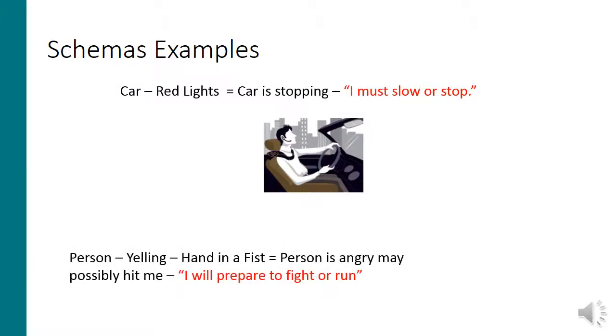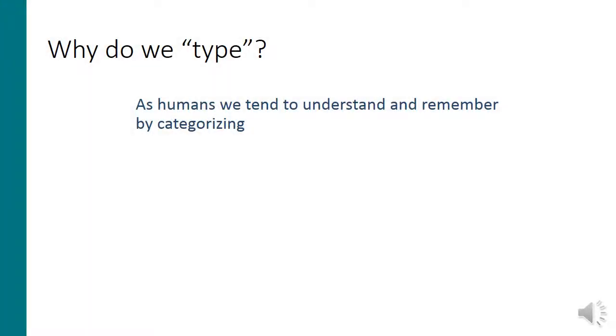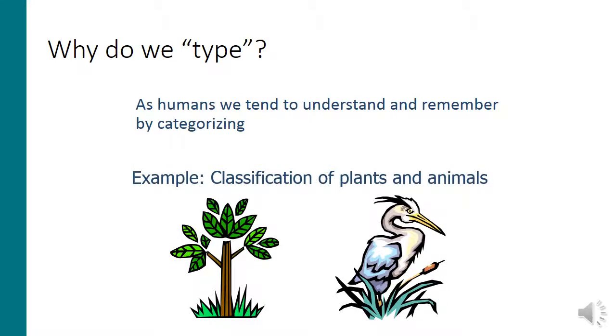The same happens when we're interacting with people. If I see a person and that person is yelling and the hand is in a fist, my brain takes all that information, puts it into a pattern, and predicts that the person is angry and they may possibly hit me. So I either have to prepare myself to fight or to run. So we do this often, and we call it typing or categorizing. And again, it's just a way for us to remember things and to remember how to react to certain situations based on our memory and our past experience. So again, we are always categorizing. We're always putting like things together, similar things together, because it helps us understand how we're going to behave.